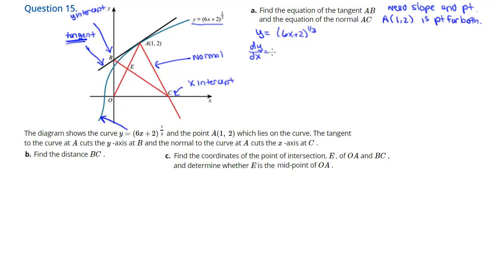So we do the derivative here. We're going to do the chain rule. Bring down the 1/3, put it in front. Knock this down by 1, and then multiply by the derivative of the inside. And of course, then we bring this back down. It's going to be 2 over the cube root of (6x + 2) squared.